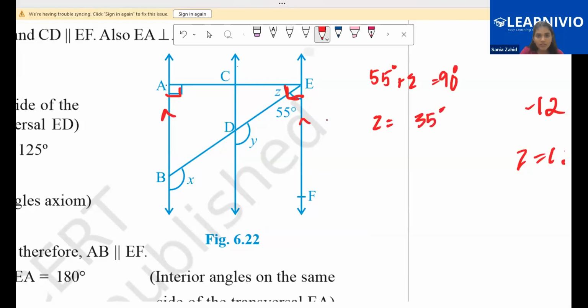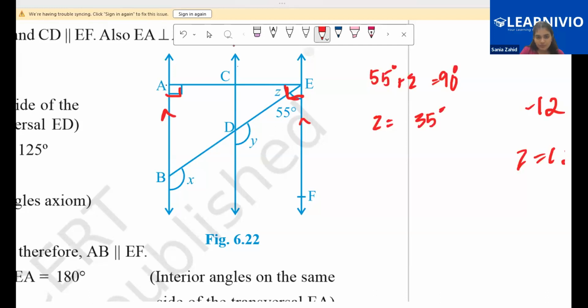How many got 35? Hafsa got Z as 125. No. Ammar got 125. No. Umema got the correct Z, 35. Abdullah got it correct. And Bidel, no, Bidel didn't get Z, it's 125, wrong. So Z is 35, children. Then next we come to the next thing.